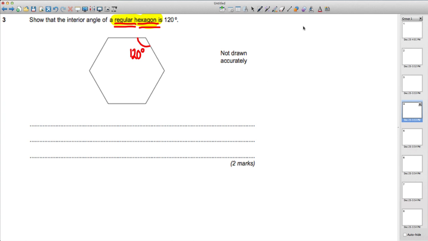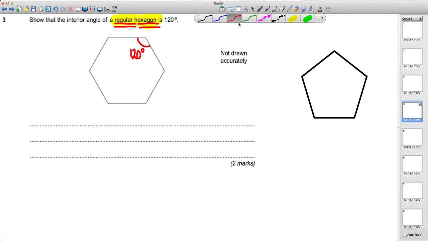Okay, now there are various ways of doing this. The first way, I'm just going to do a little bit of side revision. I'm going to take a different shape. I'm going to take a pentagon. Now a regular pentagon as well. This angle in here is called an interior angle, and if you extend the line of any of the sides of a polygon, the outside angle here is called the exterior. So this one's called the interior, and the outside is called the exterior.